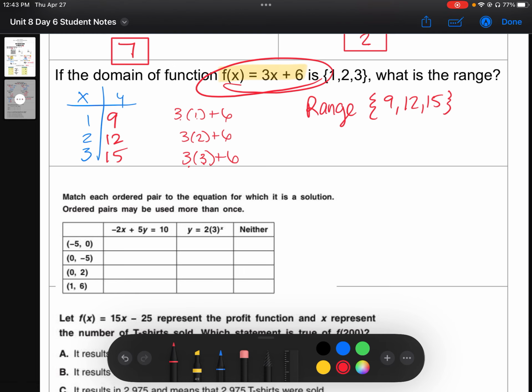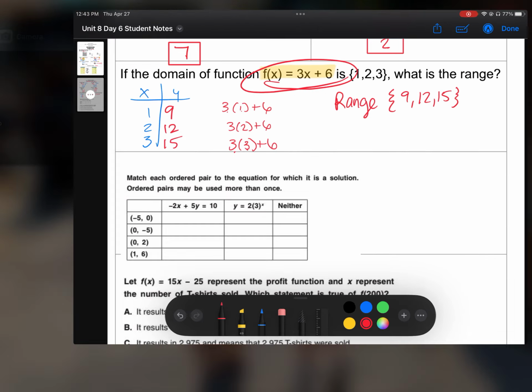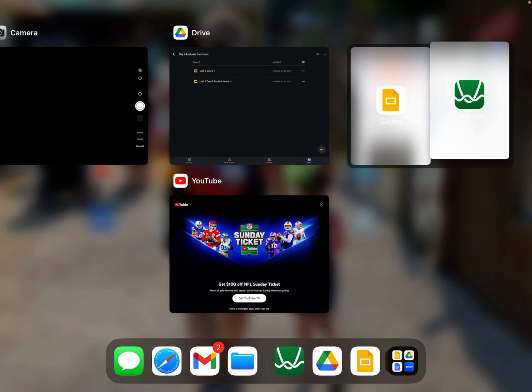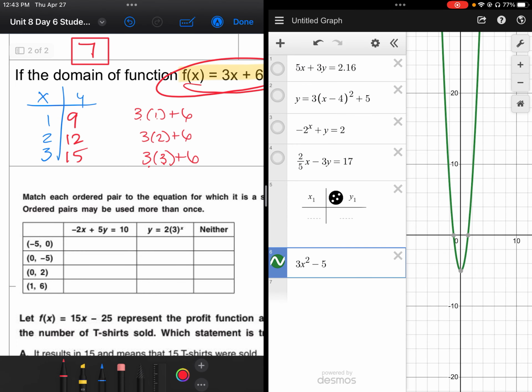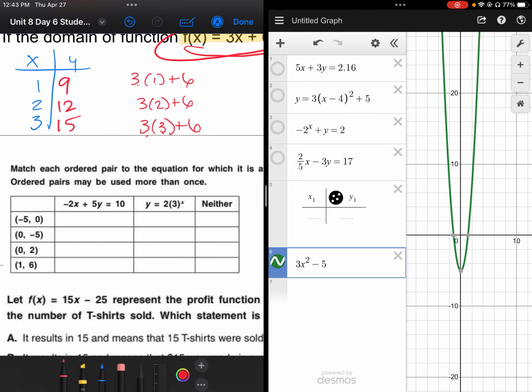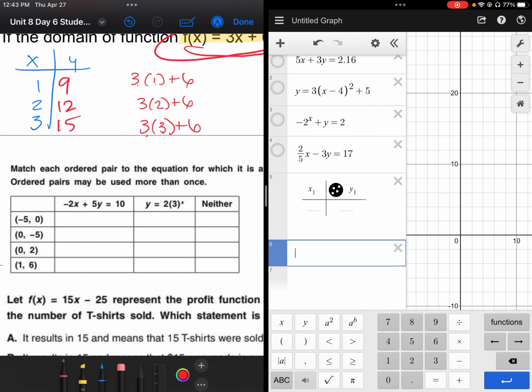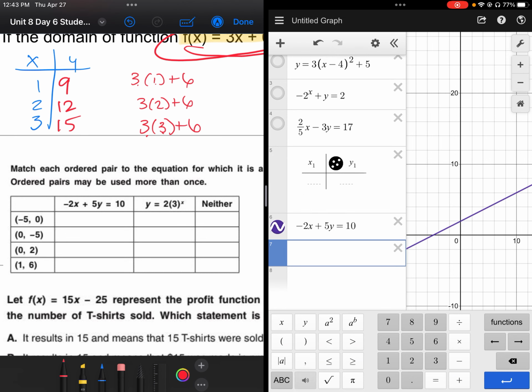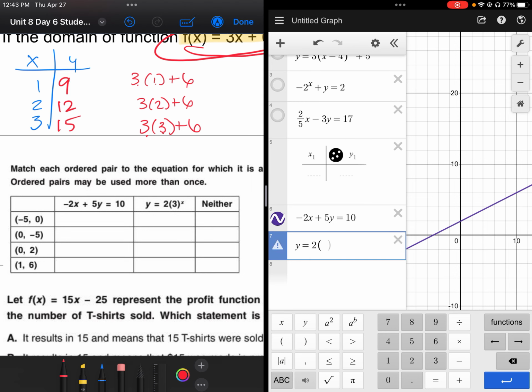Next question, this is on your test and on your EOC. We've seen this before already. Match the ordered pair to the equation for which it is a solution. Ordered pairs can be used more than once or not at all. Alrighty. So let's go side by side here. And I am going to type in my two functions. Disregard the other functions we're seeing here. I'll only make the two visible. Plus 5y equals 10. What's great about Desmos is it does not have to be in standard form, or slope-intercept form, I should say.